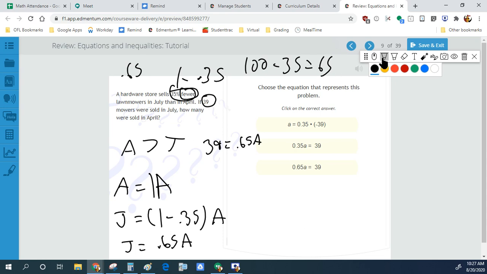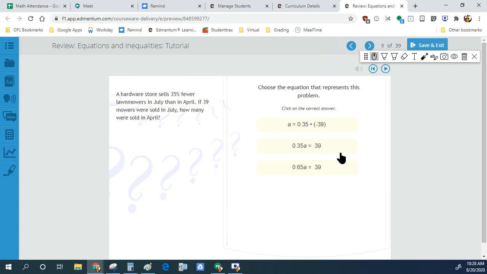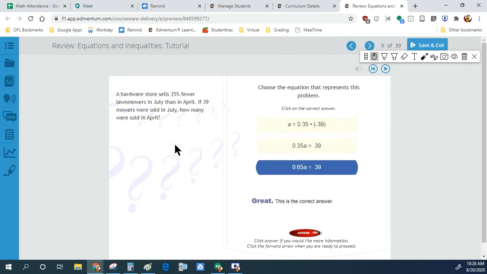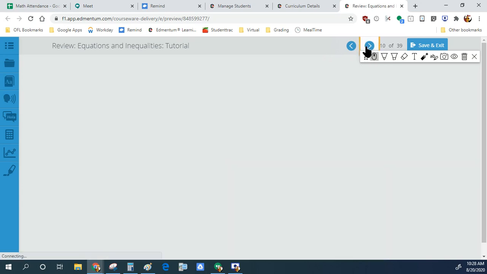Or what are they doing here? Oh, it's right here. They just wrote it backwards. That confused me. So again, since an equal sign is kind of like a weights and measures, like it's basically this weight, you can switch them around and it's okay. So our answer is going to be this bottom one. So percents are weird because you kind of have to think it's not 35% of April, it's 65% of April.